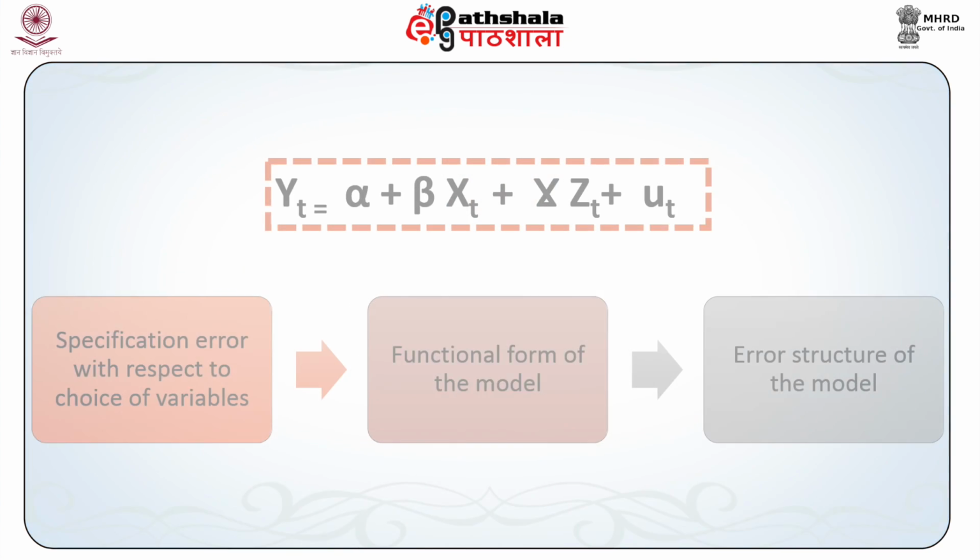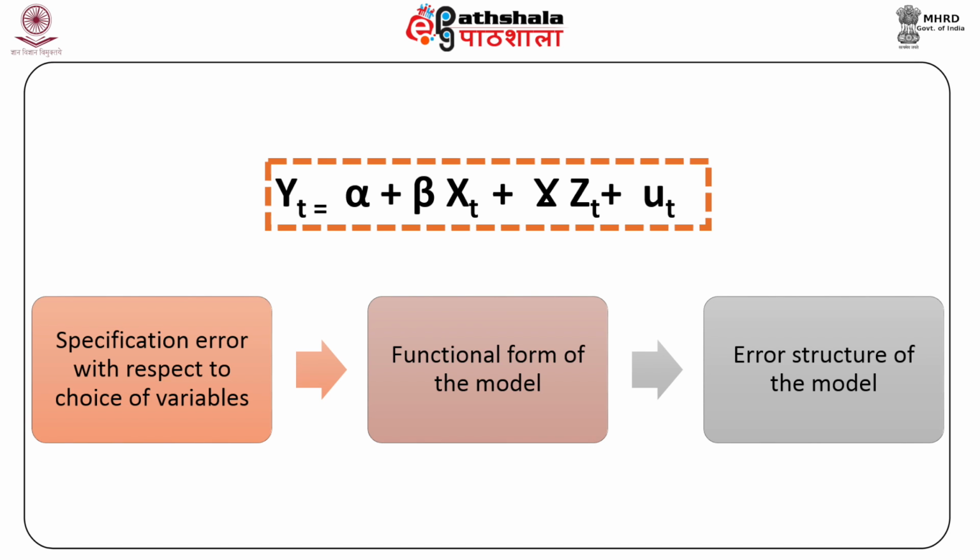Types of errors. To start with, let us consider a model based on the production function. Let yt be the output produced and xt be the amount of labor used given the technology, and let zt denote the amount of capital used. So the model becomes yt is equal to alpha plus beta xt plus gamma zt plus mu t. There are different types of errors that can occur in the estimation of this model.